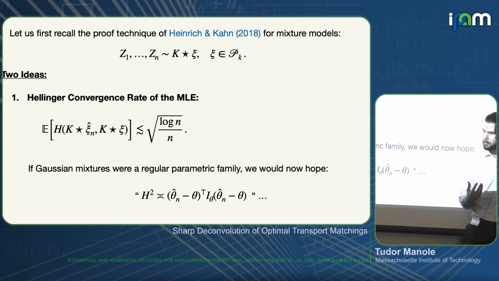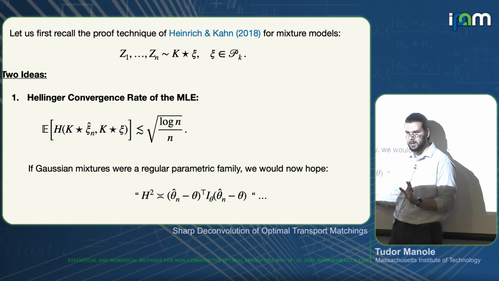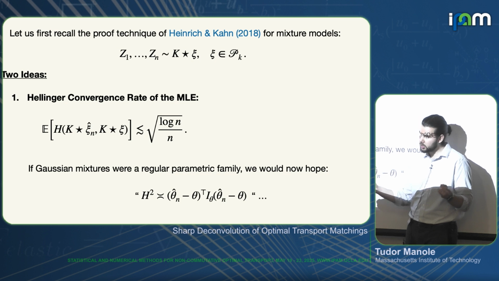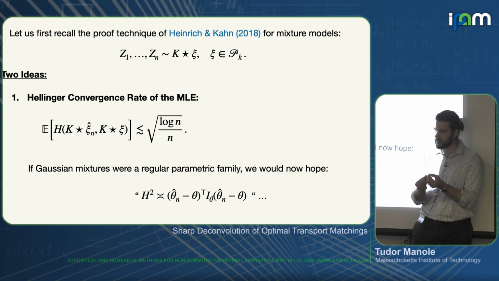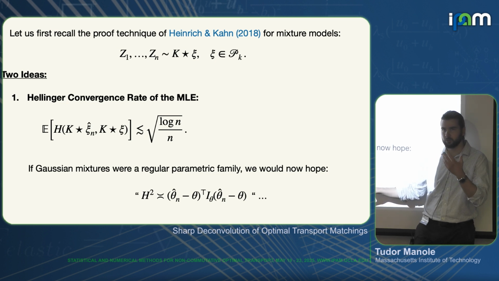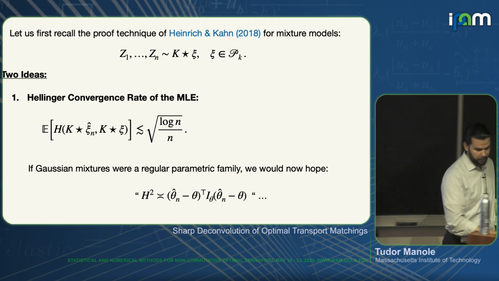This is what would normally happen in a traditional model, but the whole problem with Gaussian mixture models is that this Fisher information matrix degenerates. And this degeneracy happens when the atoms of the underlying measure are approaching each other. And this is the whole reason why doing theory for Gaussian mixtures is challenging. It's because of this degeneracy of the Fisher information.